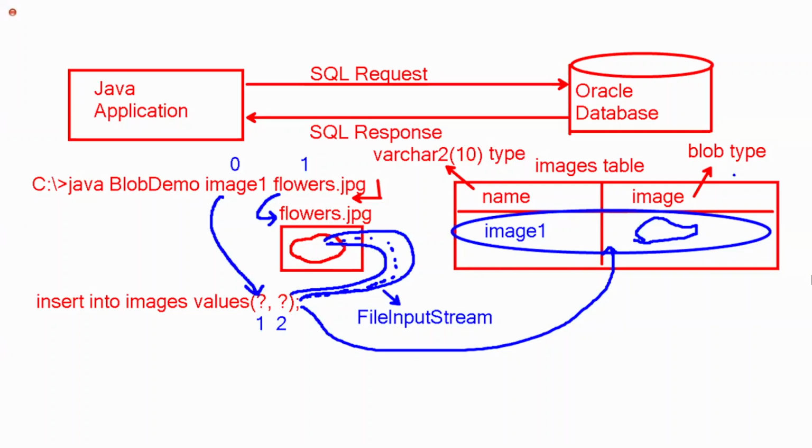But I don't want to insert the name of the file. I don't want to insert the path of the file. I want to insert the content of the file. Content, how to read? Through file input stream, we can read. Whatever file you are passing at the command prompt, that file you have to open for reading, that content you have to read, and insert in the second question mark. Okay, write this one. This is our task.